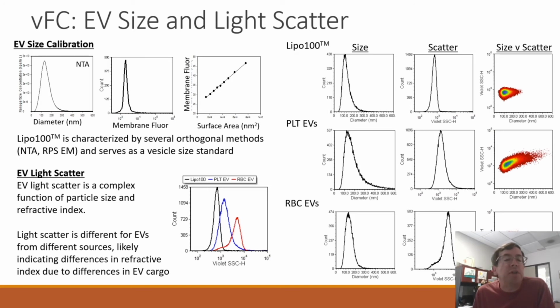Specifically in this example, we're measuring the light scatter intensity of our LiPo-100 vesicles, as well as some platelet-derived and red cell-derived EVs. We find quite striking differences in light scatter, which is most likely due to the refractive index and cargo that those vesicles carry.